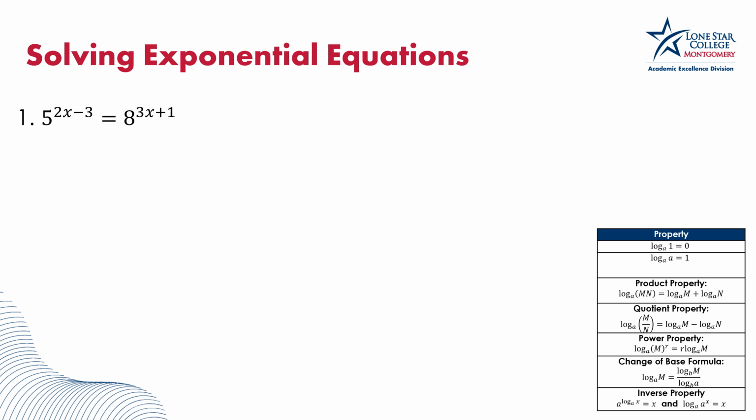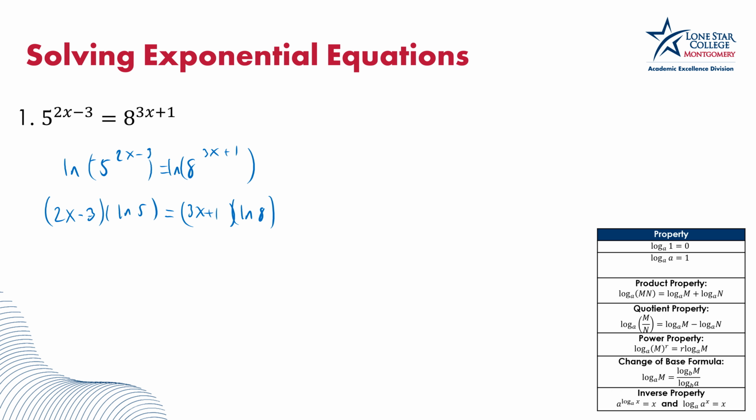So let's rewrite this equation. And then we apply an ln on the left and an ln on the right. So we apply natural log, we apply the power property. These powers here come down. So we would have 2x minus 3 times ln of 5 equals 3x plus 1 times ln of 8.